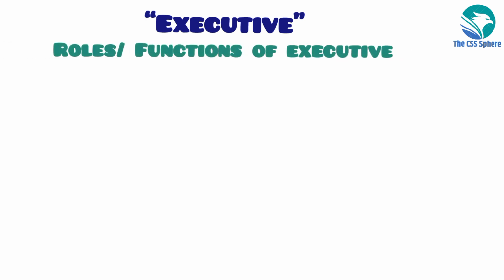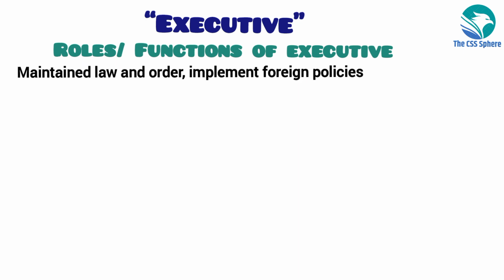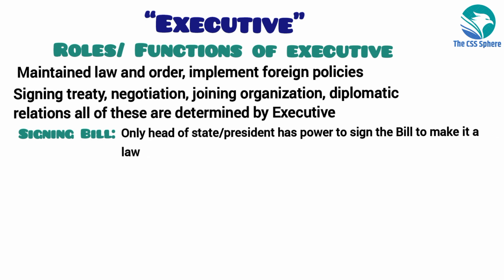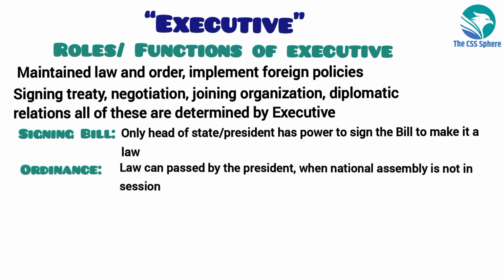Now let's learn about the roles of executive in the government. The essential function of the government is to maintain law and order and implement the foreign policies. Signing treaties, negotiation, joining organizations, diplomatic relations, all of these things are determined by the executive. Signing bills. A bill is the proposal of a law or a draft law. Only the head of the state or president has power to sign the bill to make it a law.